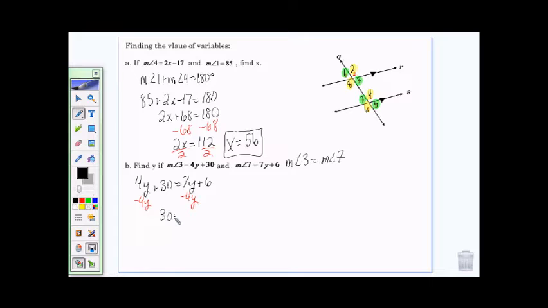And I get 30 is equal to 3y plus 6. And if I subtract 6 from both sides, I get 24 is equal to 3y. Divided by 3, y is equal to 8.